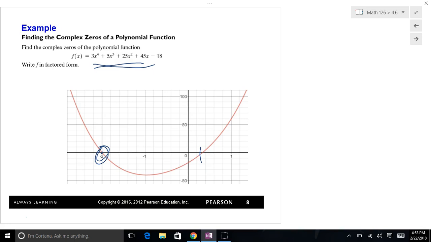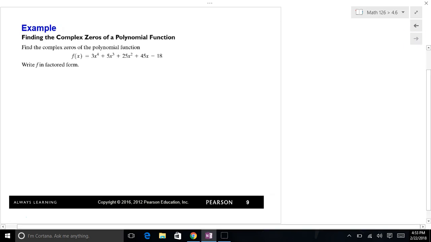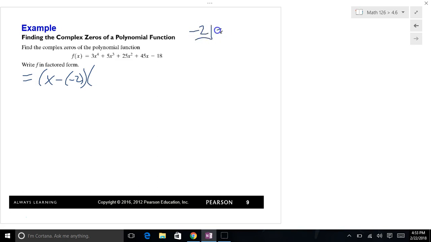So since -2 is a zero, if we're going to start factoring this thing, then x minus the -2 is a factor. In other words, x plus 2. And now we've got to go to the side and do the division. So 3x to the 4th plus 5x cubed plus 20 and so on, divided by x plus 2. So I put the -2 in the box, do our synthetic division: 3, 5, 25, 45, -18.